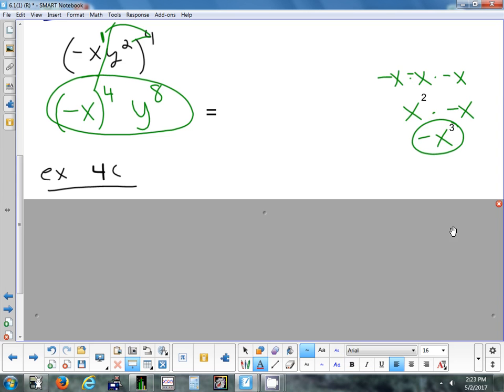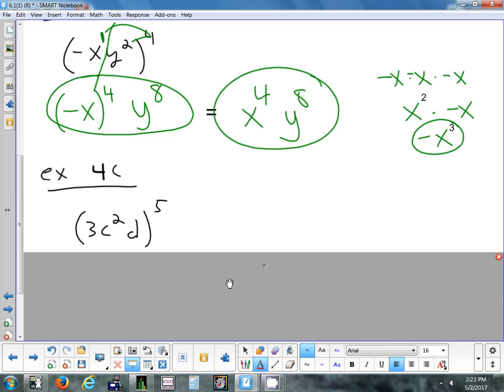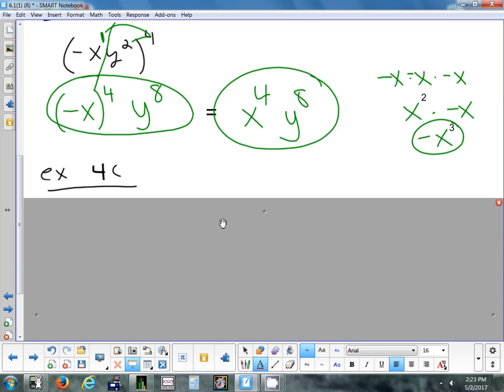Negative base, even exponent, right? My answer's going to come out positive because it's balanced. So we'll get x to the fourth, y to the eighth. And we'll talk about that rule a little bit more tomorrow with the negative base, depending on what the exponents are.